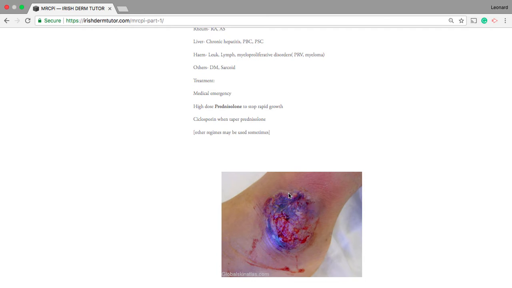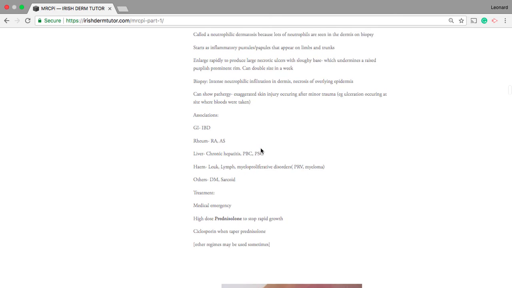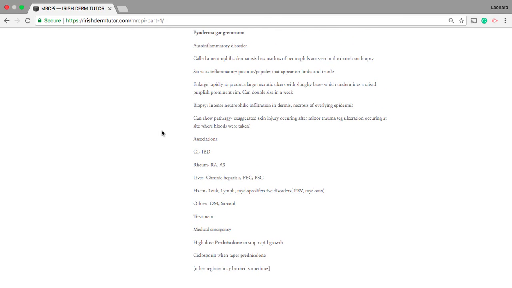The border tends to be serpiginous, which means it's kind of snake-like, the way it tracks around. Now, it can grow very quickly and it can double in size in about a week. When you do a biopsy, as mentioned earlier, you see an intense neutrophilic infiltration in the dermis and you get necrosis of the overlying epidermis. Now, it can show a thing called pathergy, which is exaggerated skin injury occurring after a minor trauma. So you can get, for instance, ulceration occurring at a site where bloods were taken.